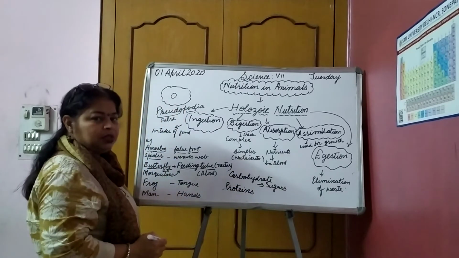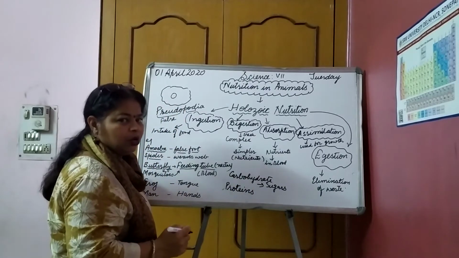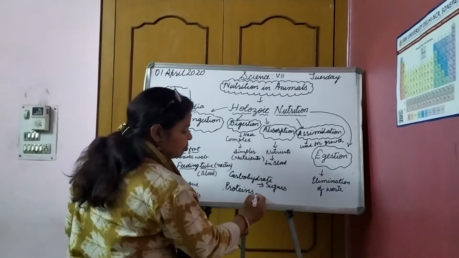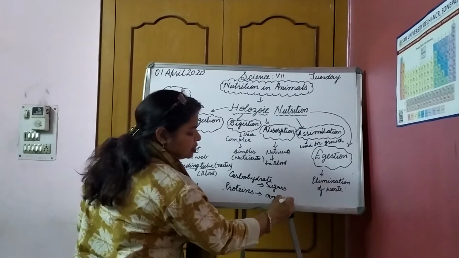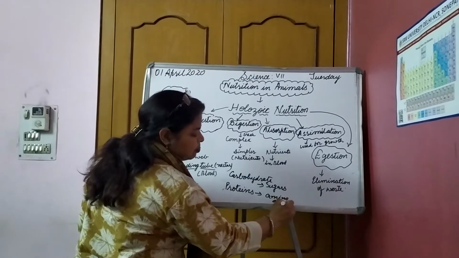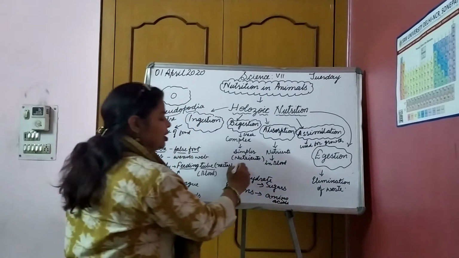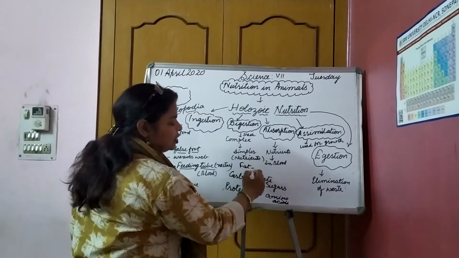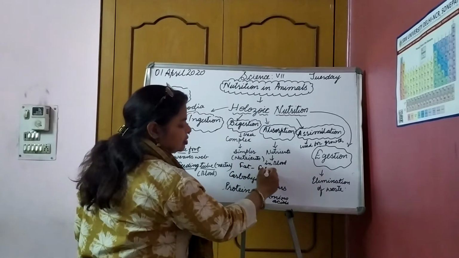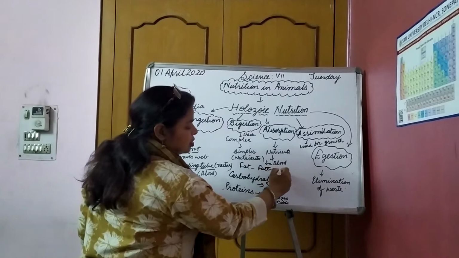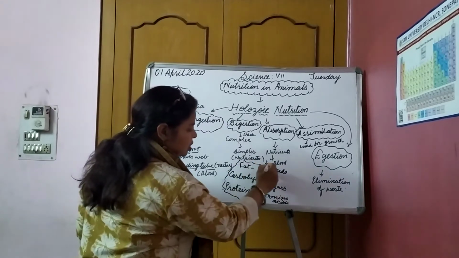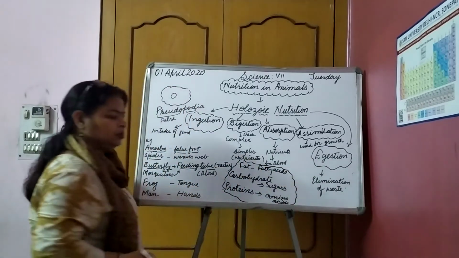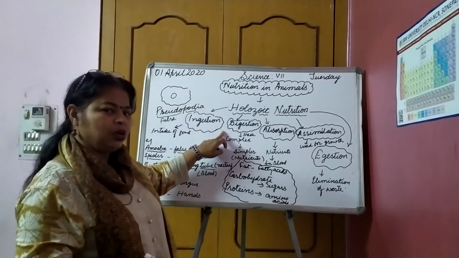Proteins, you know what are proteins? Body growing or body building food components. They become converted into amino acids. These are the simple forms. Same way, fat is converted into fatty acids. Now, these nutrients that we are talking about right now, they get converted from the complex molecules.